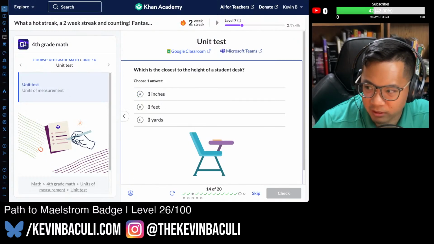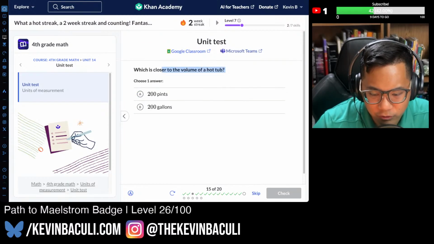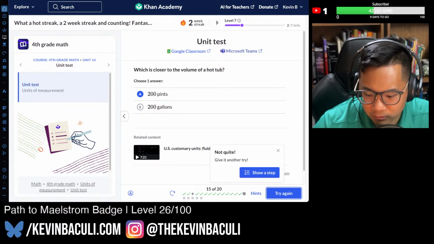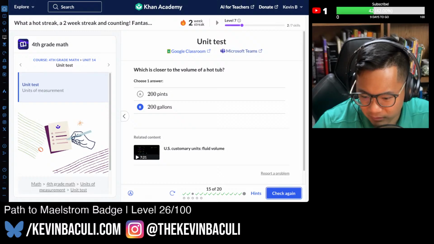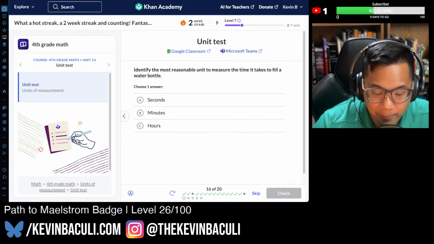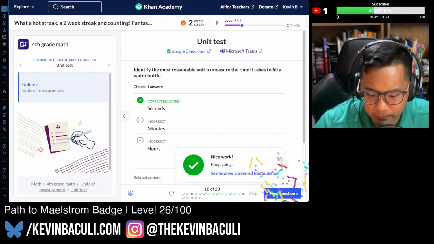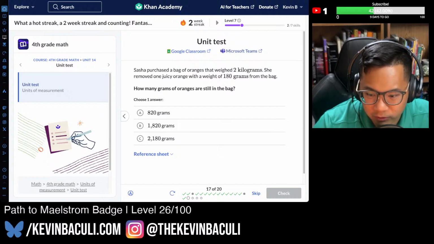Which is closest to the height of a student desk? 3 feet. Which is closer to the volume of a hot tub? Really? Alright. I guess. Alright. Identify the most reasonable unit to measure the time it takes to fill a water bottle. Sasha purchased a bag of oranges that weighed 2 kilograms. She removed one juicy orange with the weight of 180 grams in the bag. How many grams of oranges are still in the bag?